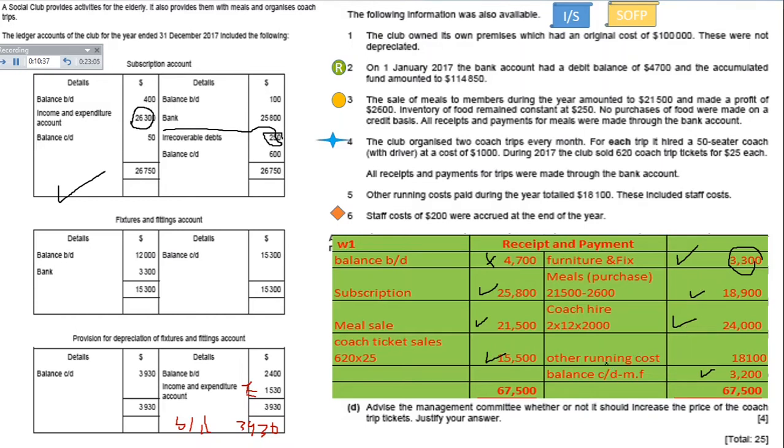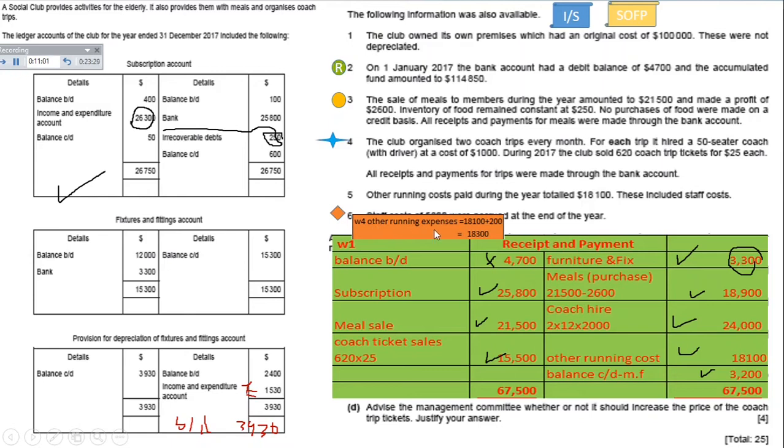So now we have the remaining other running cost. Other running cost is your expenses. You need to show it in the expenses of the income statement. Let's have a look. You have other running cost 18100, but if you read up here question number 6, staff cost of 200 was accrued at the end of the year. So it is payable. Payable also needs to be added, so we are going to add it in other running cost.